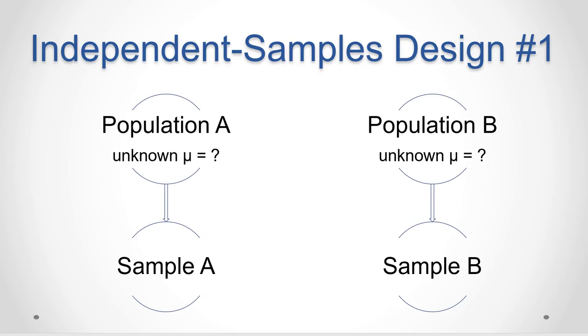Samples are independent if participants in each sample are not related in any way. Samples are considered independent with two different designs. As you can see in this first design, samples are randomly selected from two separate populations. We randomly select a sample from population A, and we randomly select a sample from population B. These populations are independent and not related to each other in any way.